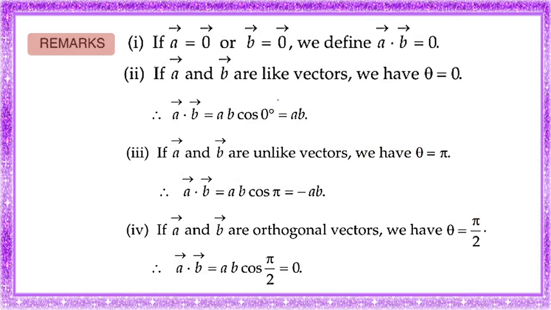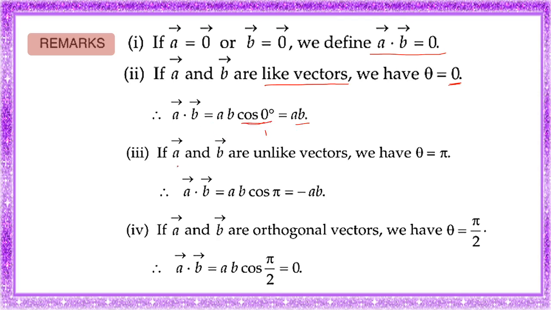Now we have a few rules, a few observations. If vector A is 0 or vector B is 0, then definitely A dot B is equal to 0. If A and B are like vectors, meaning in the same direction, then theta is equal to 0. When we have two vectors in the same direction, the angle between them is 0, and cos 0 is 1, so A dot B will be equal to AB.